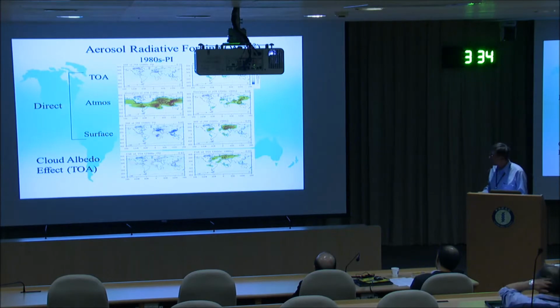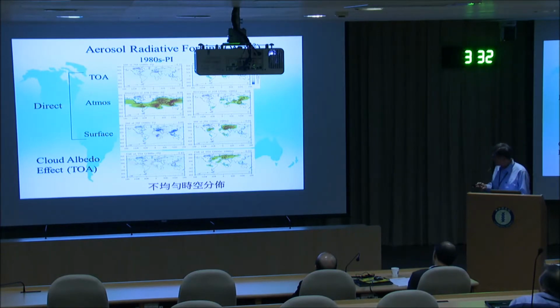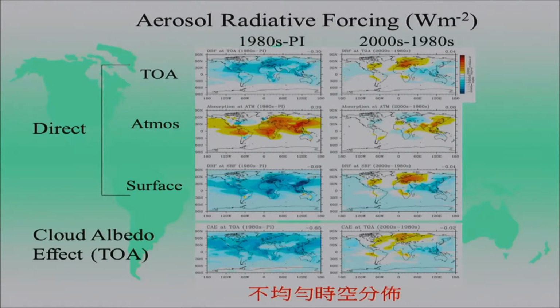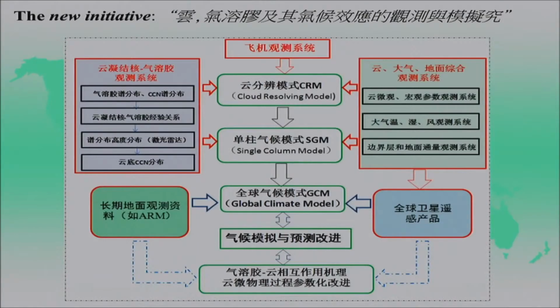So for the rest of the time, I will give you a very quick overview. The point here is that the aerosol forcing is not uniform, both time-wise and spatially. So you really have to use a global model to look at some of the climate effects. Next, I will just go over very quickly this new initiative.